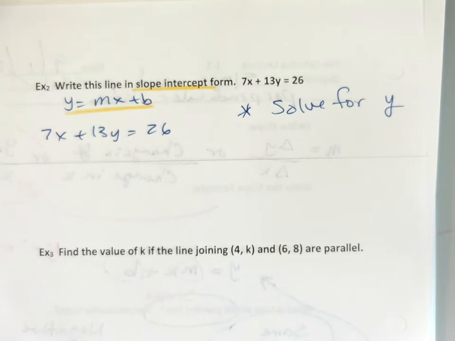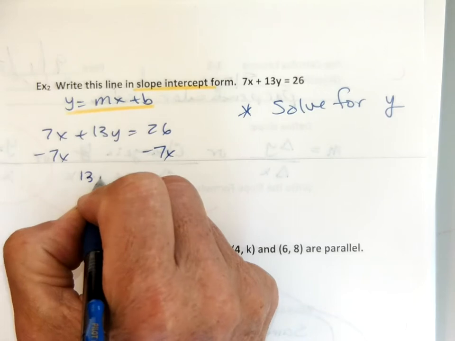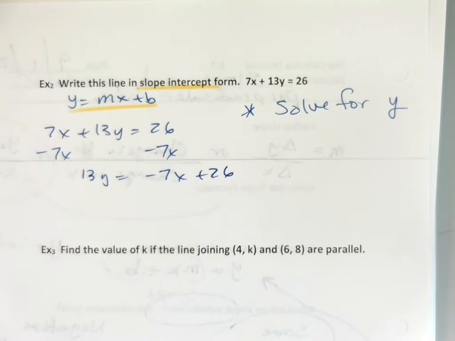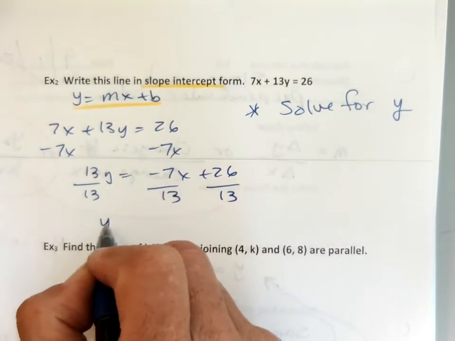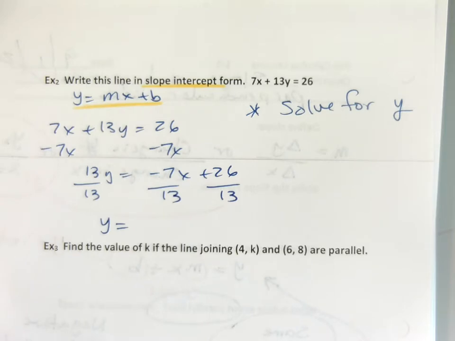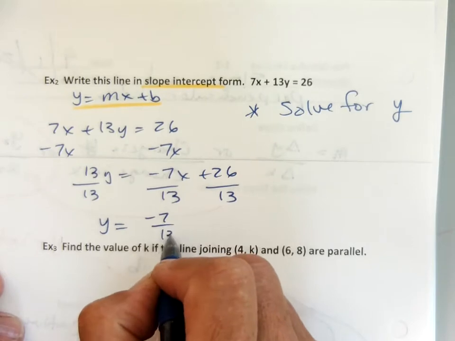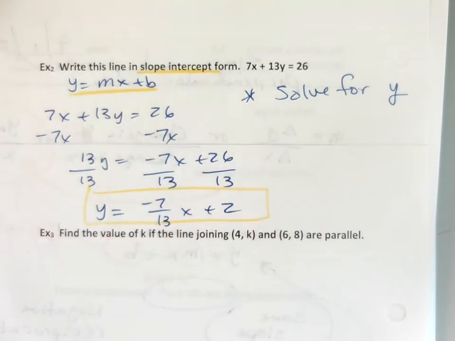I love pre-calc. This is my favorite class to teach, because you guys know this stuff, right? You do. So minus 7x, minus 7x: 13y equals negative 7x plus 26, right? Divide by 13, divide by 13, divide by 13. And we're just going to leave it. Remember, slope is rise over run, right? Slope is better as a fraction, so we're going to leave it as negative 7/13 x plus 2. How am I doing? Bueno. Good. Muy bueno.